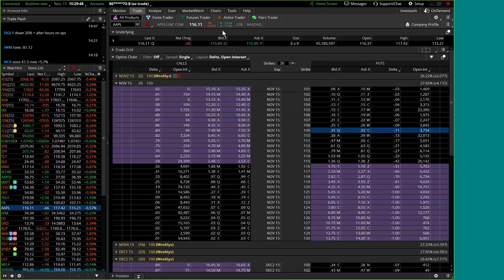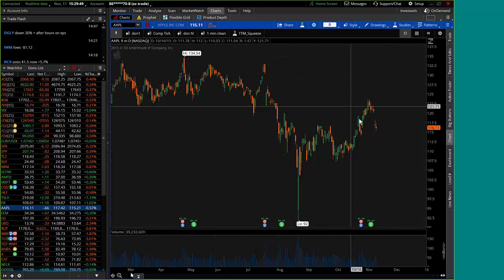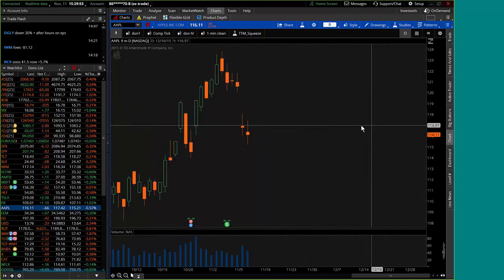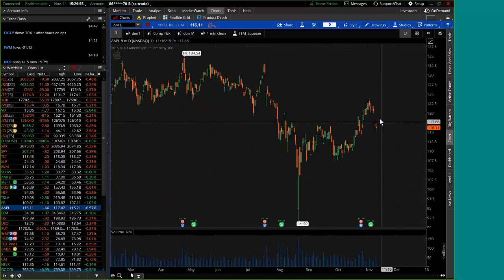Apple actually gave me a nice downward move in the last 2 trading days, but I'm still short. So my original entry to this position, some people saw it.